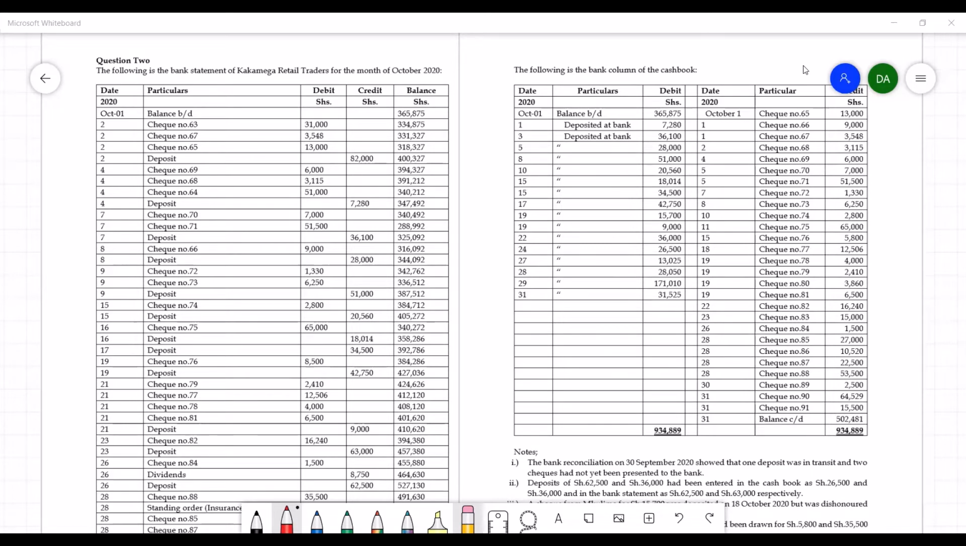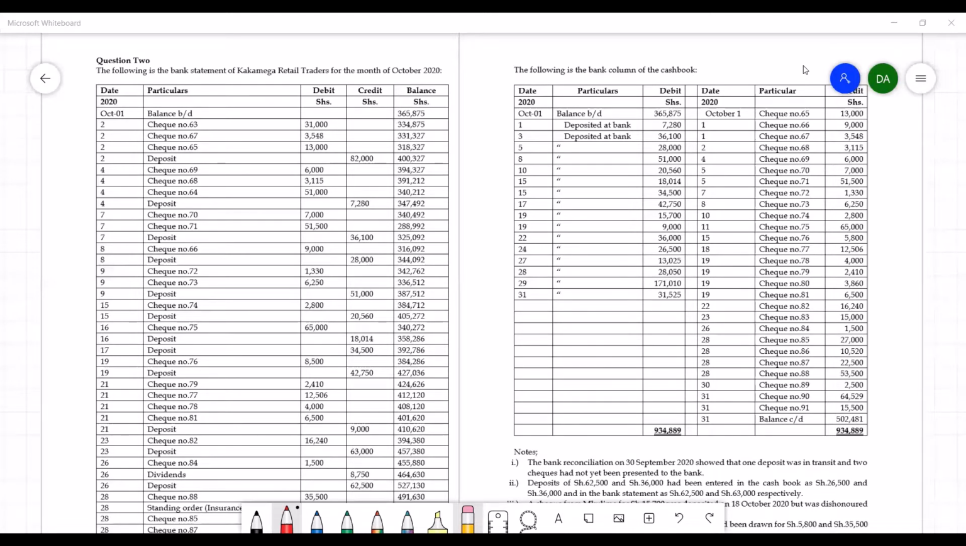This is similar to more practical problems that accountants encounter on a day-to-day basis, because they have prepared a cash book for the business and they have a bank statement for that particular business, and they have now to prepare a bank reconciliation statement. The question reads as follows.